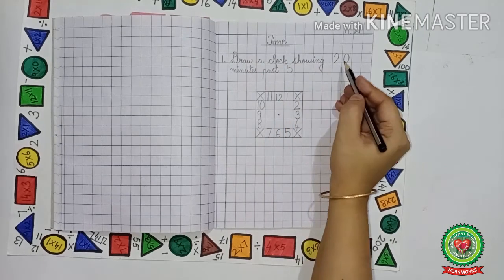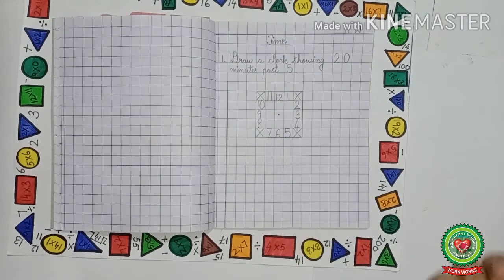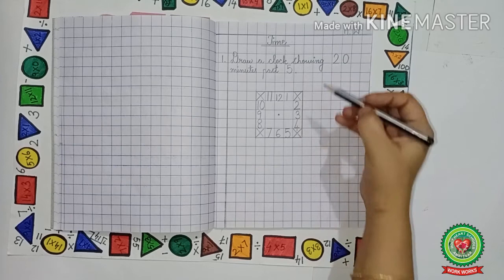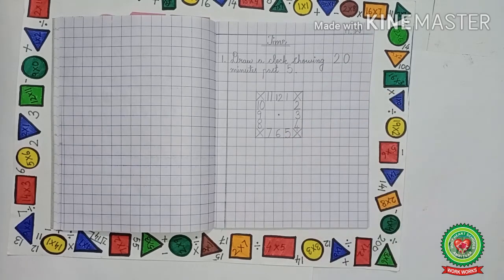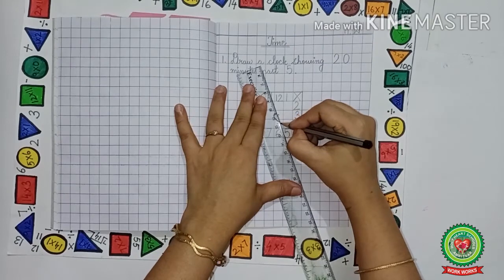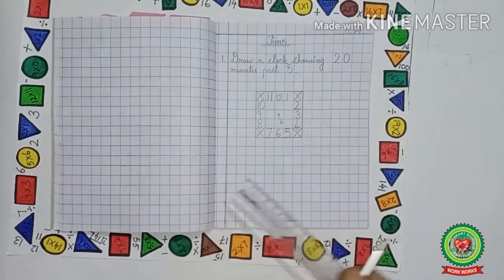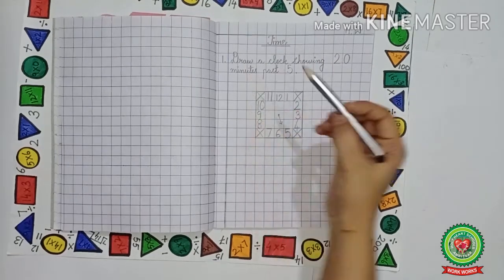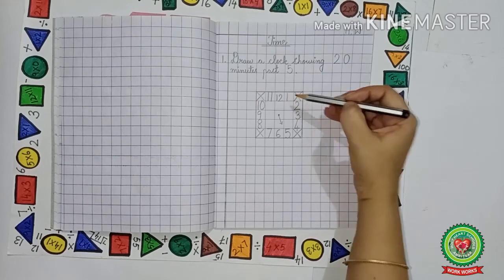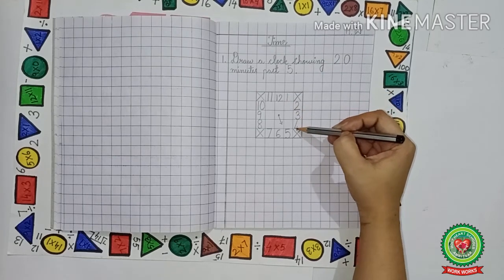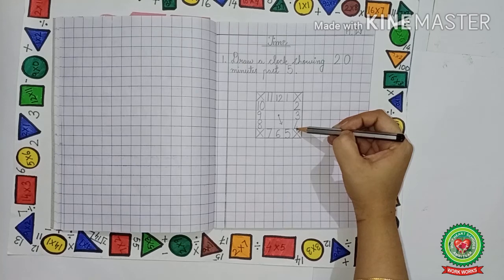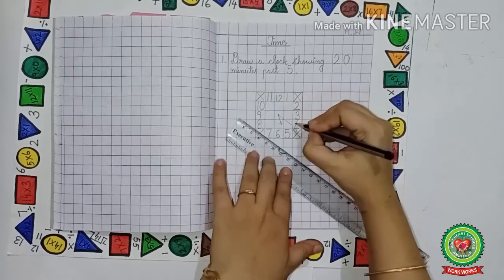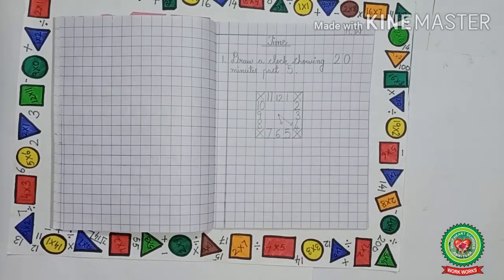Draw a clock showing 20 minutes past 5. Which hour is going on? That is 5. So, our hand will be between 5 and 6. Let us draw the hour hand. That is the short hand. Now, how many minutes have passed? That is 20 minutes. Let us count 20. 5, 10, 15, 20. Where is it coming? At 4. So, we will draw the long hand pointing at 4. Now, we have drawn the hands.